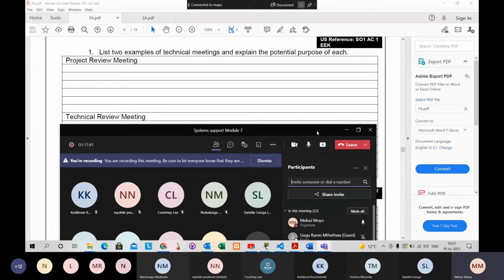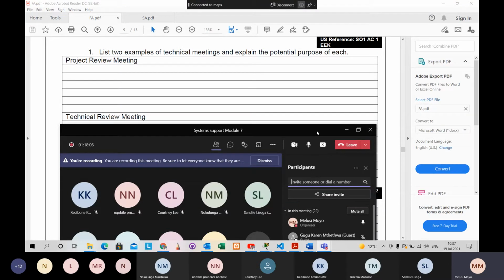But a technical review meeting might be, let's say, we just made a small change in the organization, a small technical change, or we just added a firewall. So we come back together to see how the firewall affected our system, how the new firewall that we have now is affecting the entire network. So it's kind of like a technical review.